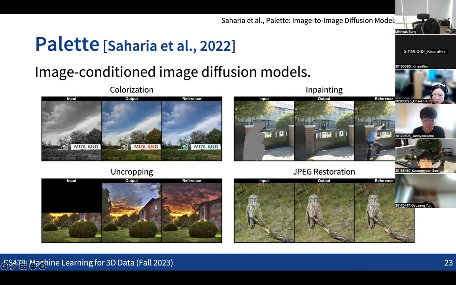So this is one example of doing image generation based on an image condition. These are some applications like colorization, in-painting, uncropping, JPEG restoration. For those cases, given the input on the left-hand side, we are basically generating outputs that are aligned with the given input images for each of these applications.